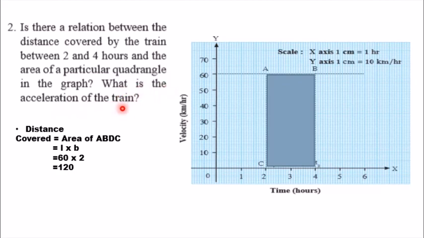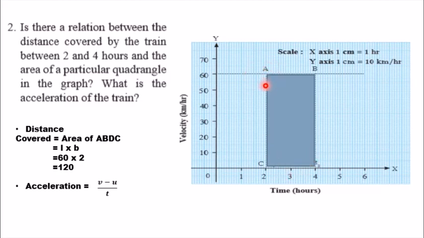Next, we have to find out the acceleration of the train. Now children, we have learned that acceleration is the rate of change of velocity, and the formula for acceleration is final velocity minus initial velocity, that is v minus u upon t, where t is the time taken. So here in the graph, the train started at 60 kilometers per hour. At 1 hour it is at 60, 2 hours it is at 60, 3 hours also 60, 4 hours also 60, and so on.